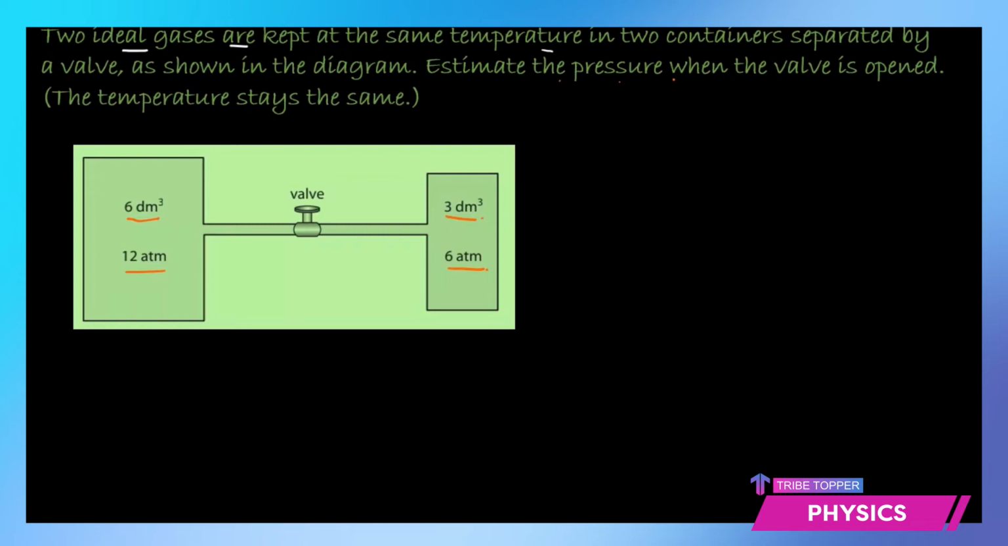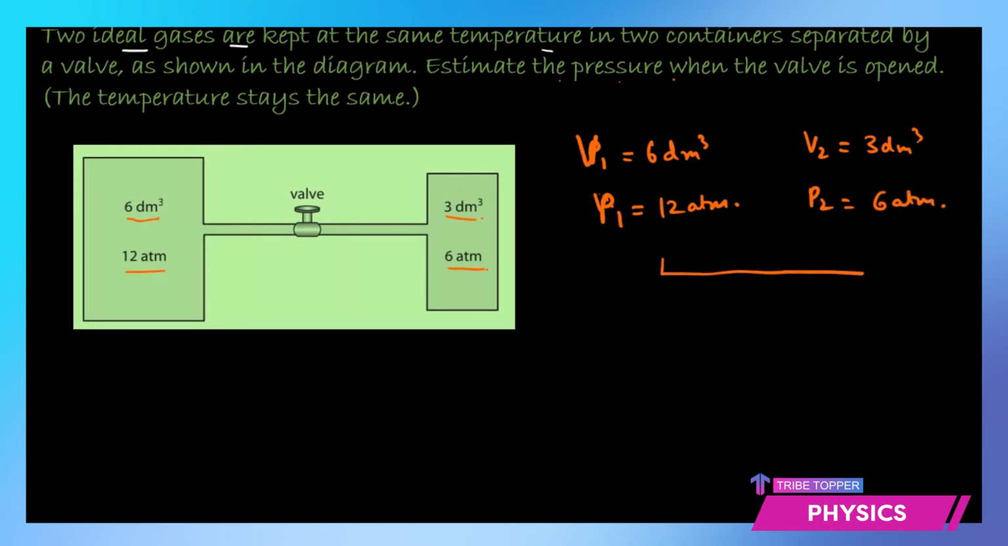So let's understand this situation, that before opening the valve you have two initial conditions. V1 is 6 decimeter cube and P1 is 12 atm, and V2 is 3 decimeter cube and P2 is 6 atm. Both of these are, you will say, before opening the valve.